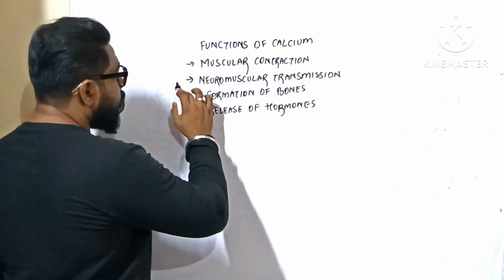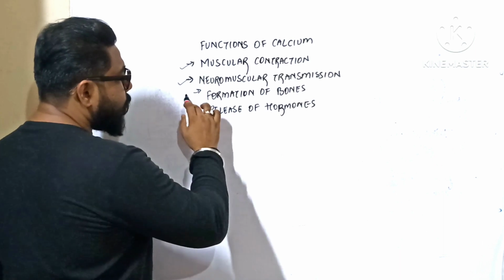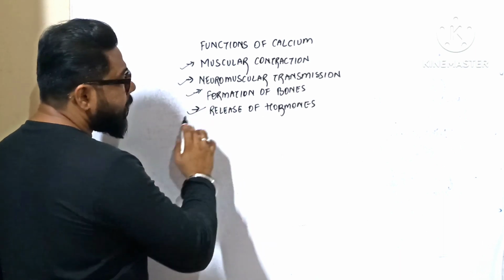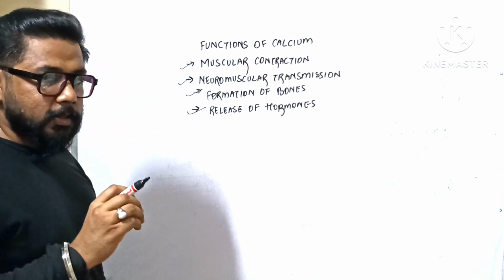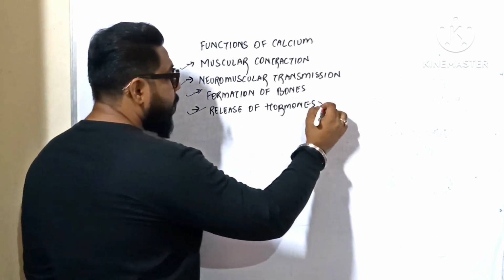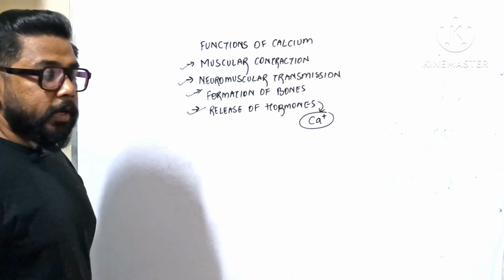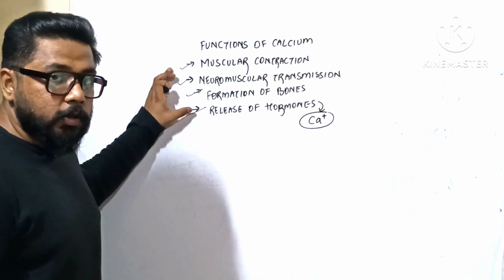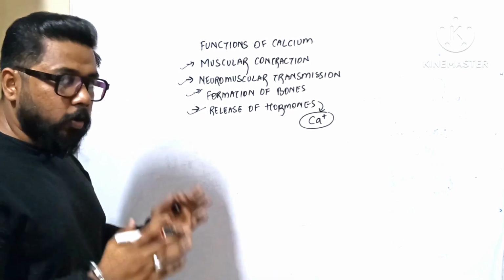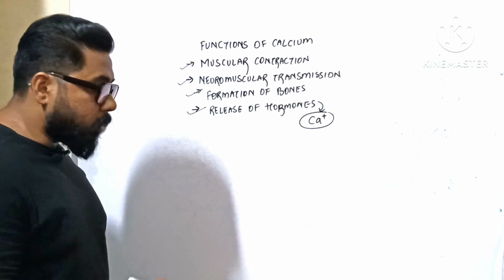Then neuromuscular transmission, the formation of the bones, and the release of hormones. There are certain hormones which require calcium ions for their release. So these are the most important functions which help us keep the body in normal functioning.